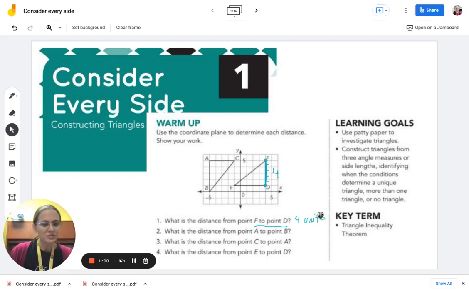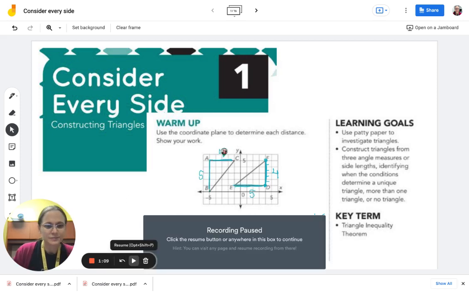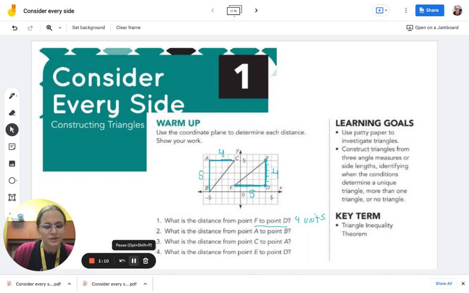So for your warm-up, you're going to do that for number 1, number 2, number 3, and number 4. Pause the video and hit play when you're ready to talk about today's learning goals. You've hit play, so that means that you're ready to talk about this warm-up. As you can see, I have labeled the side lengths here. And now that we've figured out those distances, let's talk a little bit about today's learning goals.